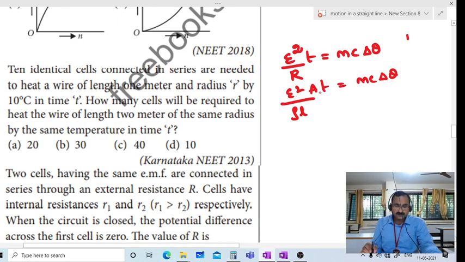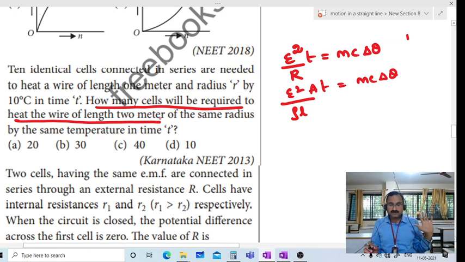Next, the time is required, yes. Next, delta theta, the temperature difference: they mentioned the same temperature difference. So how many cells are required to heat a wire of length 2 meter? Only the length relation is required. Radius same means area same, temperature same, time also same, and specific heat also same. Whatever value they give for that wire must be the same. Then we focus on the number of cells.